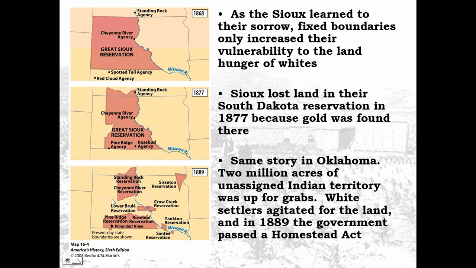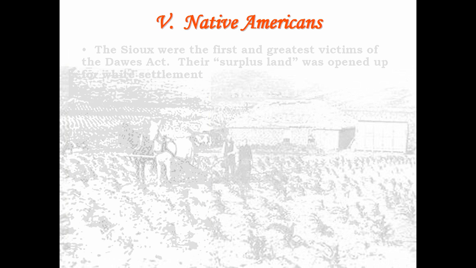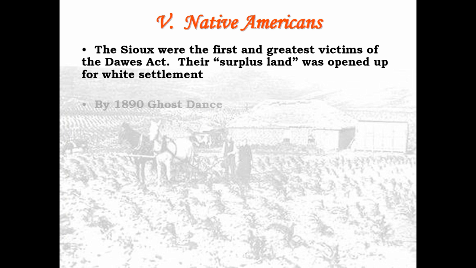And a similar story would be told in Oklahoma, where, again, land had been set aside in terms of reservation, and anything that wasn't claimed by Native Americans was up for grabs for whites, and whites would take that land. Obviously, the more and more land that Native Americans lost, the more desperate and almost apocalyptic they became.